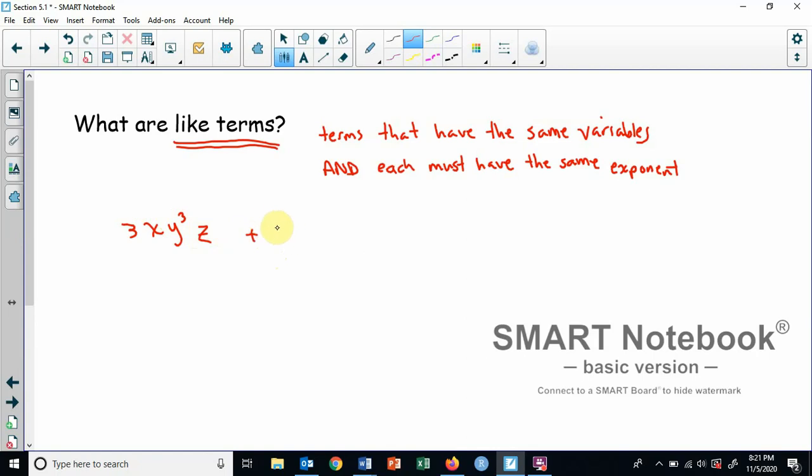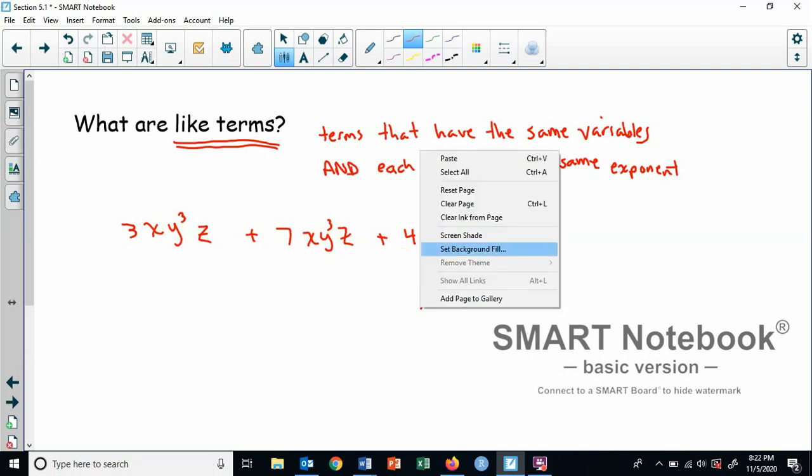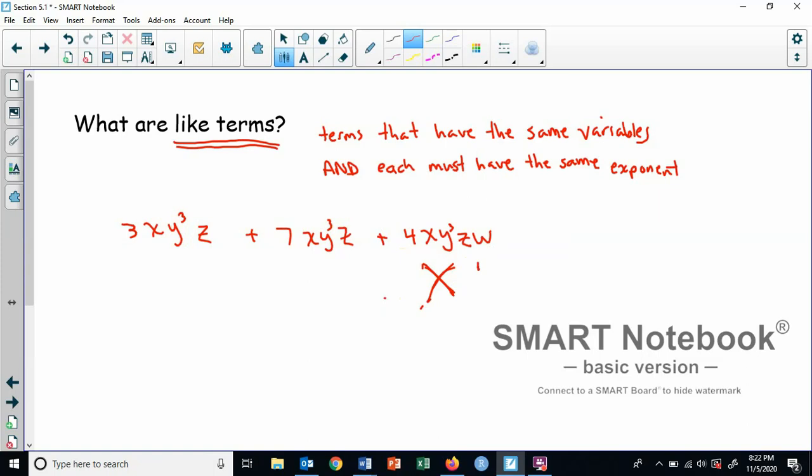Another like term to that, it doesn't matter what's out front. Let's go with a 7. 7x y to the third z. So if it has x, y to the third z, it is a like term. Now if I have 4x y to the third z w, this one is not like. Not like because it has the w. Does anybody see that? So it's not identical. So ignoring the number out front, the coefficient, that's the name of the number out front, they have to be identical back here to be known as like.